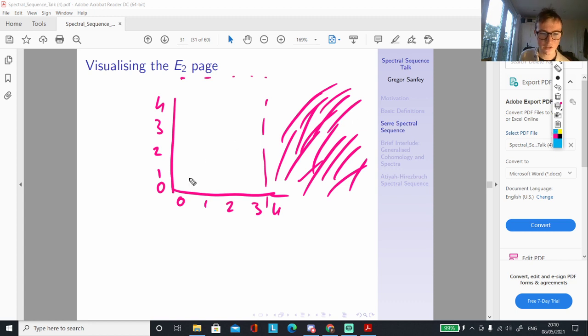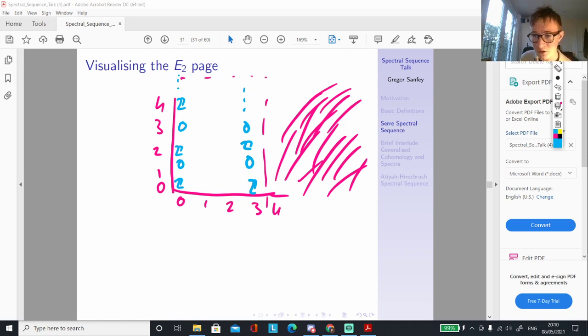So what exactly is it going to look like? Well, along here we're going to get the integers. Here we're going to get the integers. Here we're going to get the integers, and so on upwards. And these intermediate ones are going to be 0. And then along this 3 here, when p is equal to 3, we're going to get the integers, 0 again, the integers, 0 again, and so on. So, what are our non-trivial differentials?